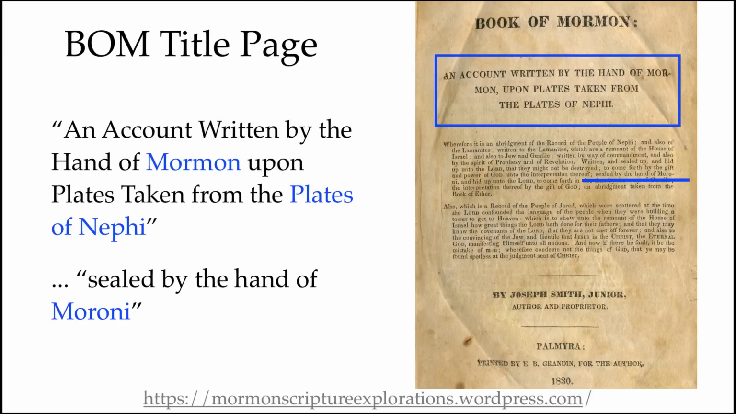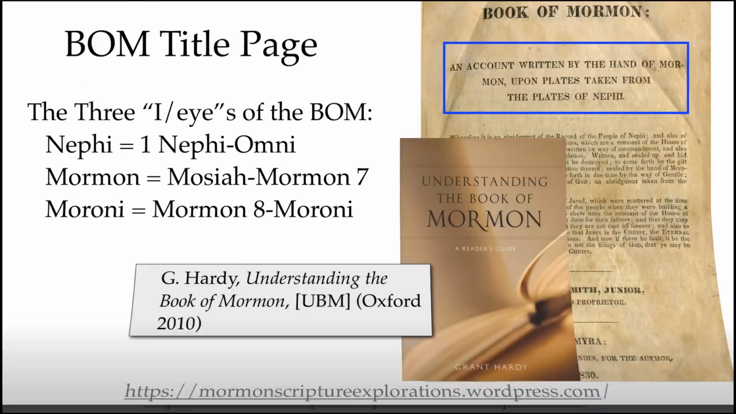At any rate, what scholars have come to conclude is that there were, in fact, three main editors or authors of the Book of Mormon. The first is Mormon, who's mentioned in the area boxed in blue there. Then we've got Nephi, and we've got Moroni, and all three are mentioned on the title page. So the Book of Mormon itself reflects the triple authorship of Nephi, Mormon, and Moroni.